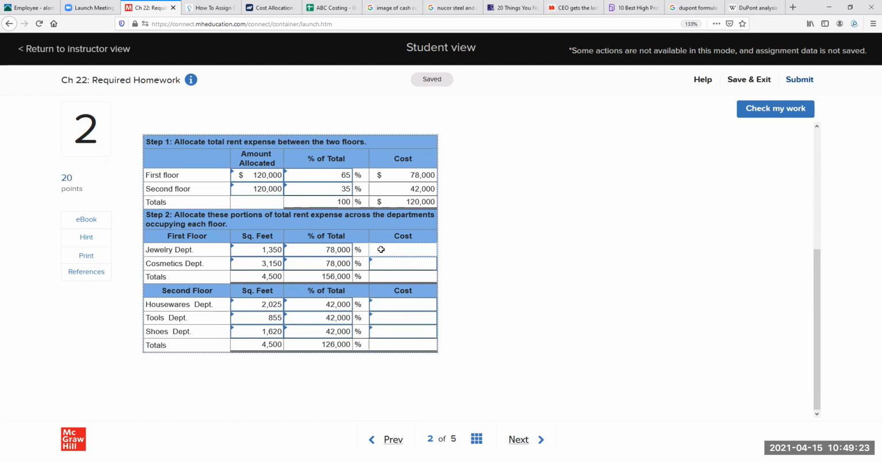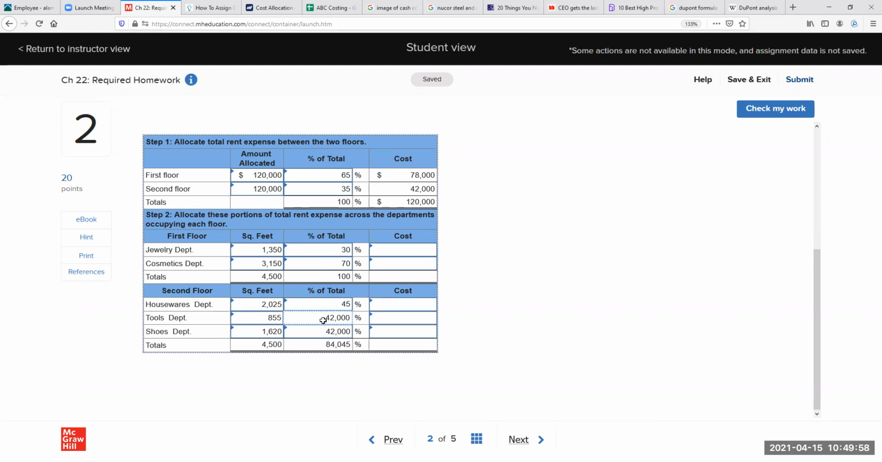So now you have to multiply. Oh, that's the percent. So let's see, percent of total. Is this going to work for me? 13 feet by $78,000. Oh no, I'm sorry. I did it all wrong. 1350 divided by the 4,500. This is going to be 30%, and this has to be 70. And then this is 2025 divided by the 4,500. So this is 45% of it.